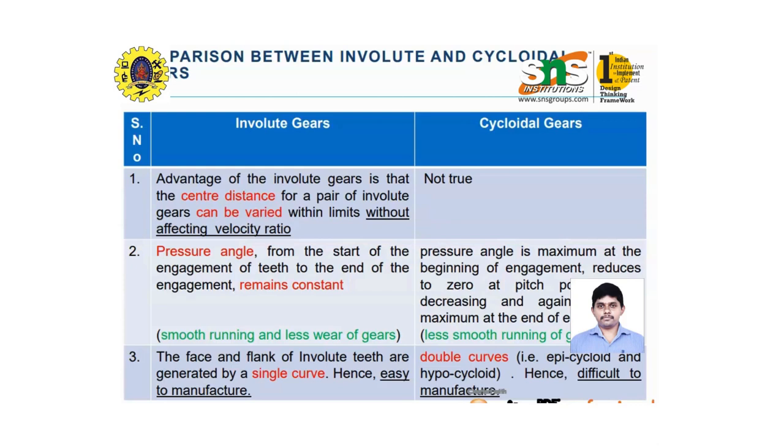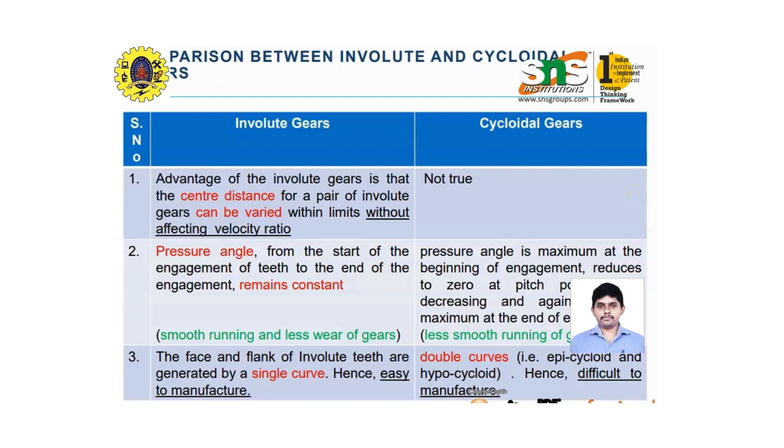But the pressure angle keeps decreasing, and again becomes maximum at the end of engagement. In involute gears, the face and the flank of the teeth are generated by a single curve, and they are easy to manufacture. But the cycloidal gears have a double curve. There are two different kinds of cycloidal shapes, one called epicycloid and another called hypocycloid, and manufacturing cycloidal gears is not an easy task. It is a little bit difficult.